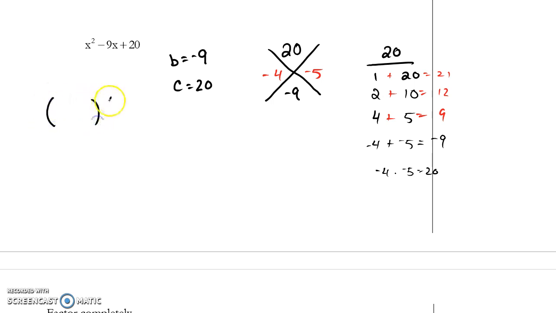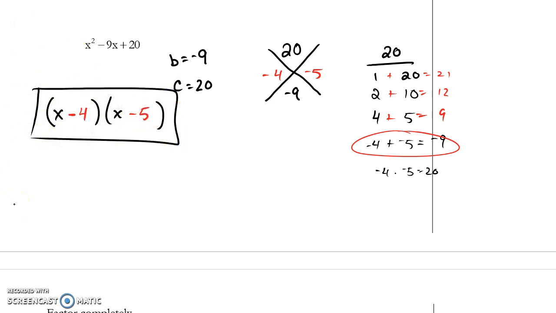So again, my binomials. X squared is just x times x. That's first. Positive 20. Which factors do I use? I have a whole list of them. I use these factors. Minus 4 and minus 5. Since they're negative, it's a subtraction problem. There's my binomials.